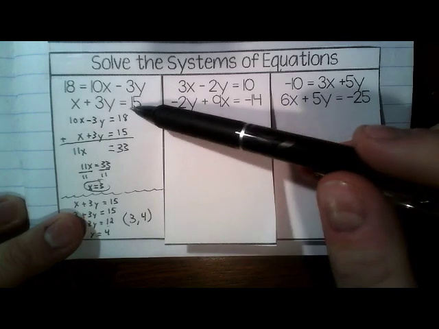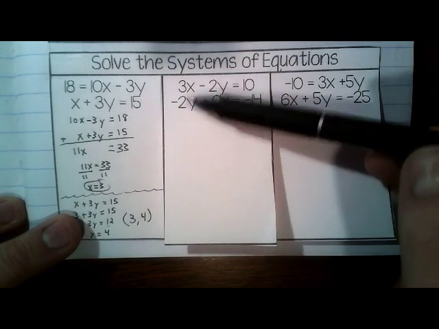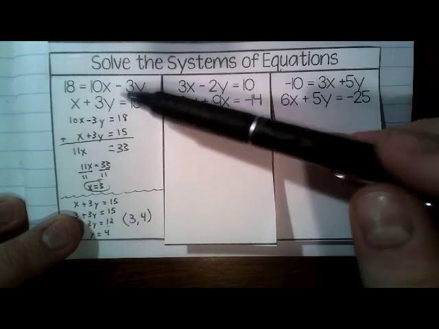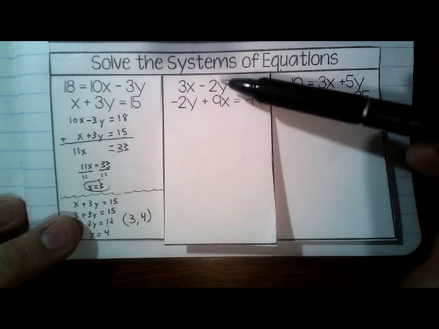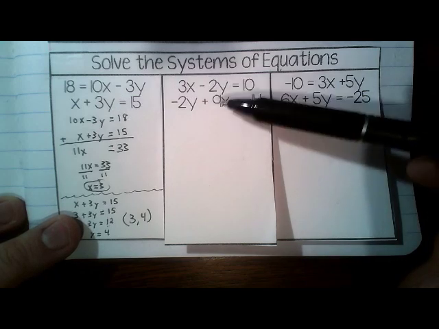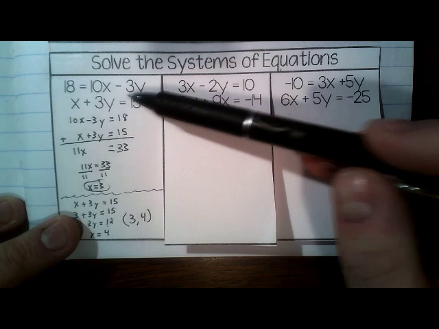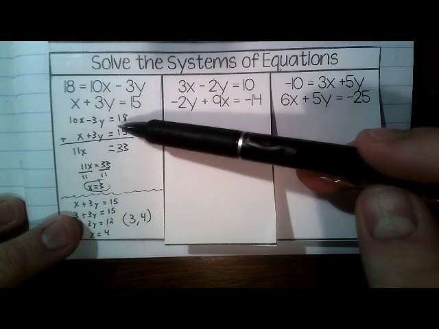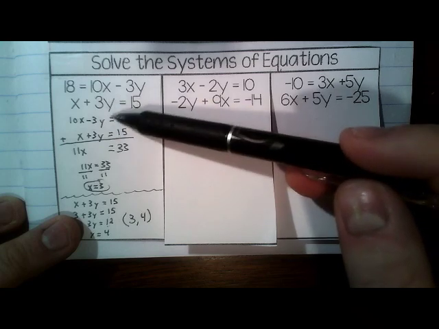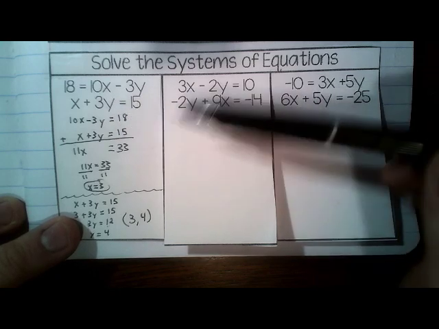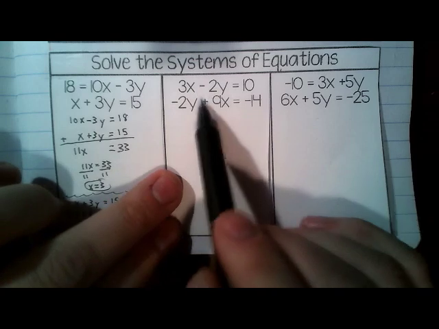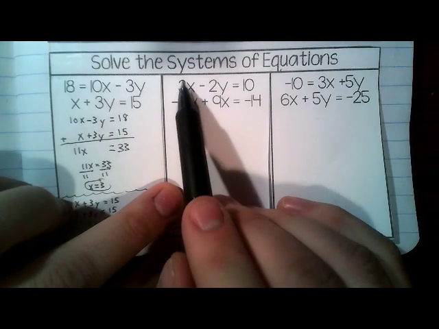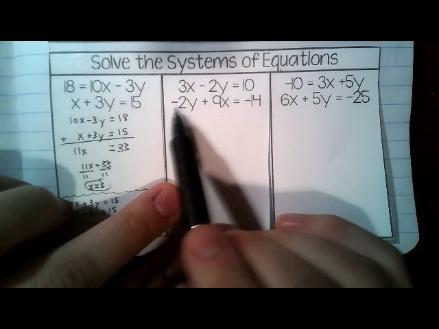Similar to this system here, these variables are not lined up together. They are, however, both on the left side of the equal sign. So it's a different situation than this one, where we do have to rearrange things, but it's not as simple as just putting the equal sign on the right side. We're going to have to move either this x over here or this y over here.